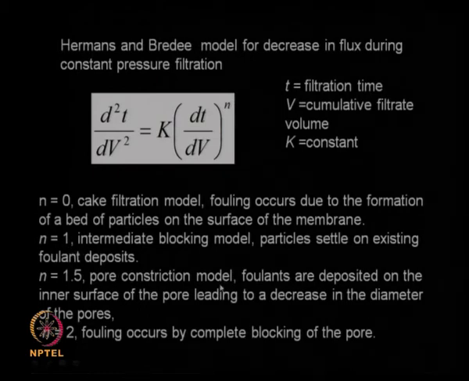Then we have something called the pore constriction model. Foulants are deposited on the inner surface of the pore. So as the foulants start depositing on the inner surface of the pore, the diameter of those pores becomes smaller and smaller. That means it decreases with time as the foulants start settling down. There we take n equal to 1.5. Now if fouling occurs by complete blocking of the pore, then n becomes 2. So you see we can put different n values depending upon the type of model or assumptions one considers.